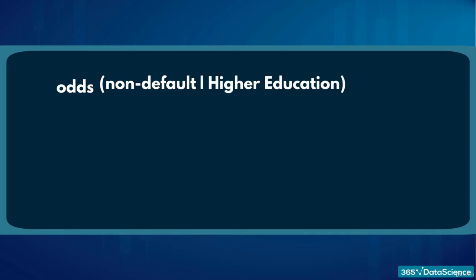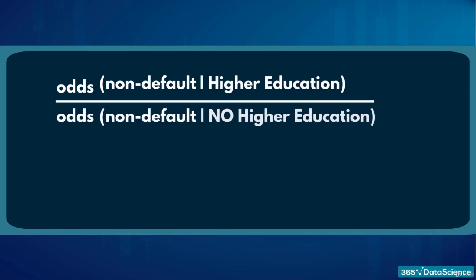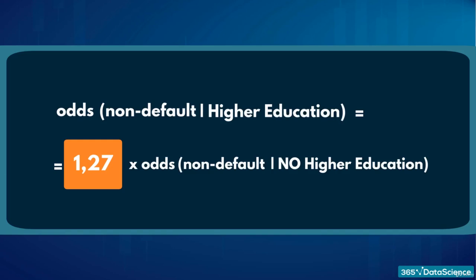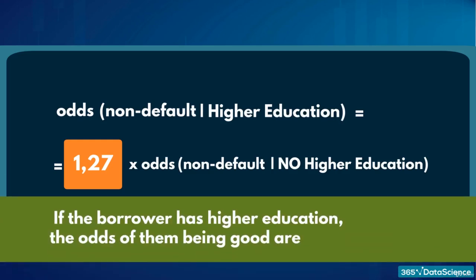So the ratio of the odds of a borrower being good when they have higher education to the odds of the borrower being good when they don't have higher education equals an exponent raised to the coefficient of the higher education dummy variable, which is 0.24. This equals 1.27. Therefore, the odds of being good when the borrower has higher education are 1.27 times higher than when they don't have higher education. So if the borrower has higher education, the odds of them being good are 27% higher. So that's how we interpret the coefficient of a dummy variable in a logistic regression model.